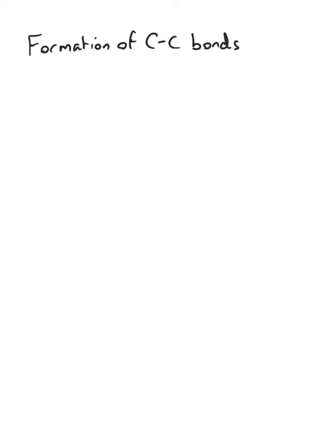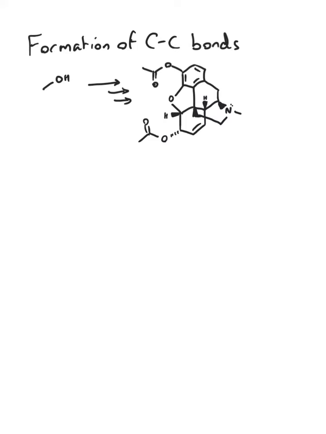This video is on the formation of carbon-carbon bonds. As mentioned in an earlier video, we said that organic synthesis can be used to convert something like methanol into something like heroin. Well, if we're going from a single carbon molecule into a molecule with 20 plus carbons, it's safe to say that we're going to have to be able to make carbon-carbon bonds.